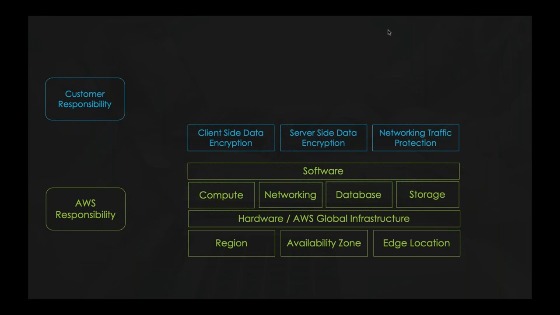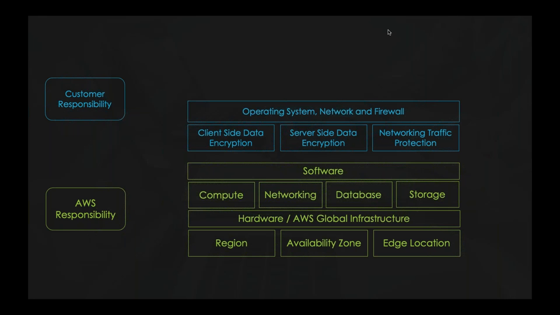This is really amazing, because when it comes to an on-premise infrastructure and other private cloud, this is something that you need to design. You need to block all the ports, you need to open the ports which are required. But this networking traffic protection automatically comes with AWS, which denies all the ports.